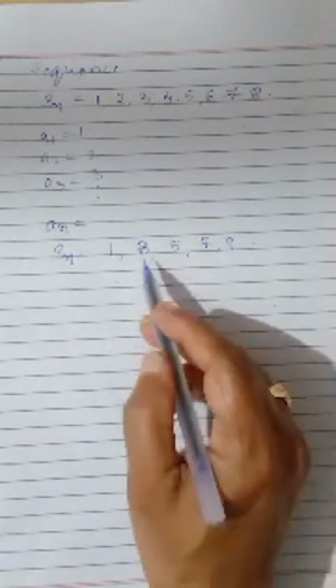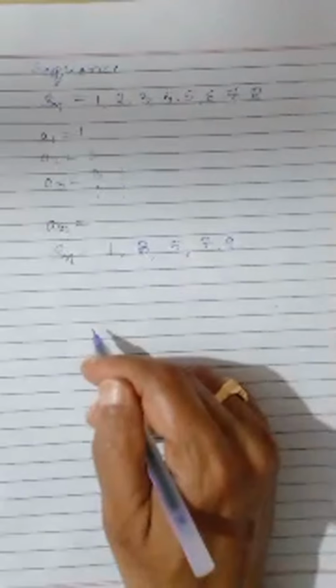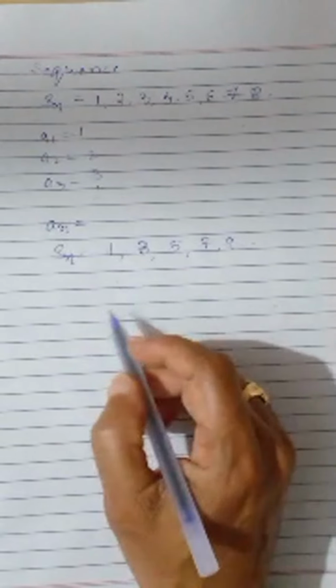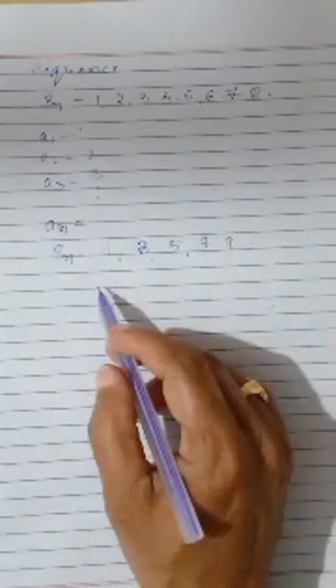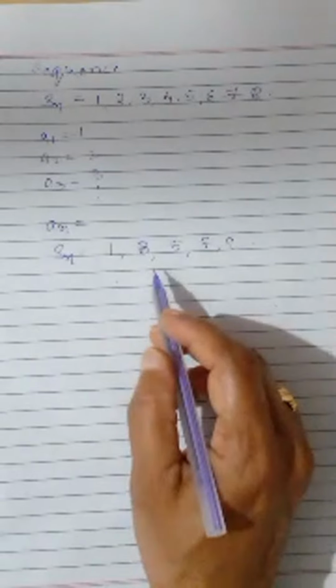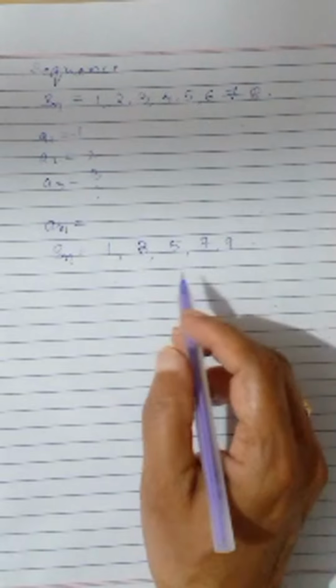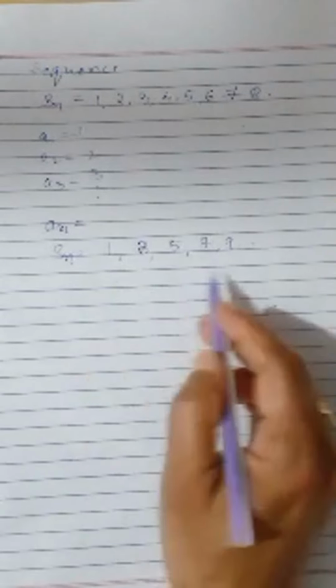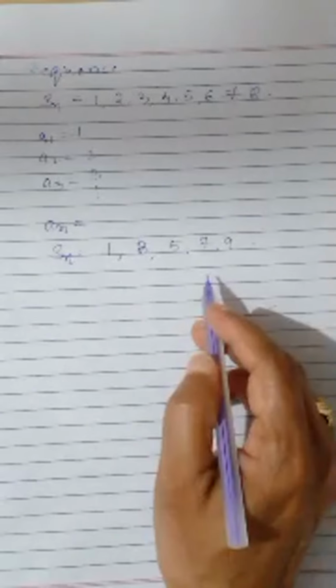Here, a sequence is said to be an arithmetic progression if the difference between the next term and the preceding term is the same. You may take another definition also: a sequence in which the difference between any two consecutive terms is the same. Then you may call that an arithmetic progression.